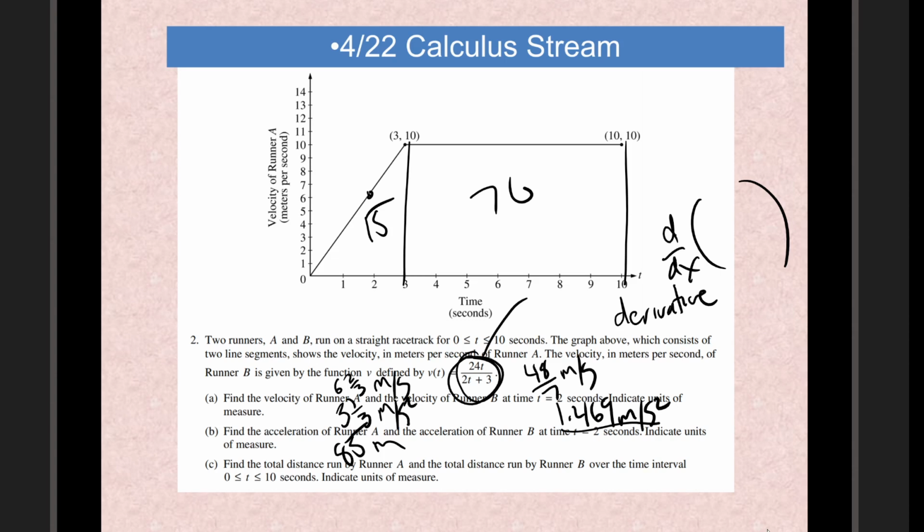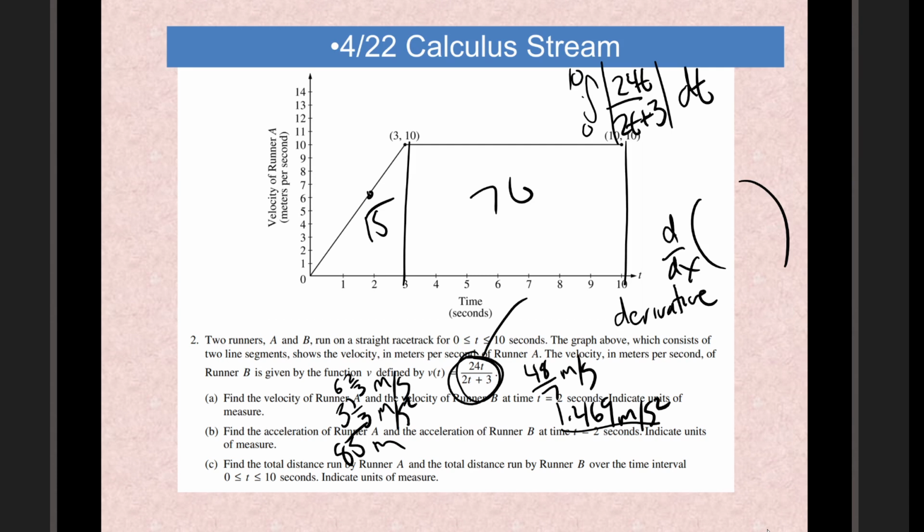And then the bottom one, find the total distance traveled. All you had to do was integrate from 0 to 10 of 24t over 2t plus 3. But there's a little caveat. Because distance traveled, we need to be very careful that we're not plugging in a negative. Would we end up plugging in a negative? It looks like we probably wouldn't. But you should still be careful.